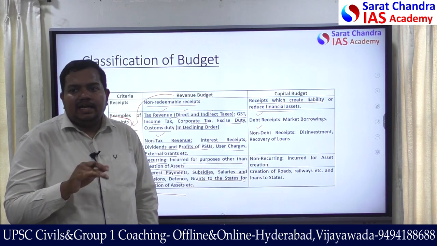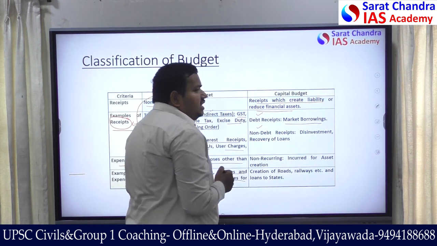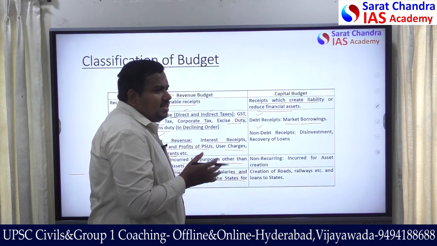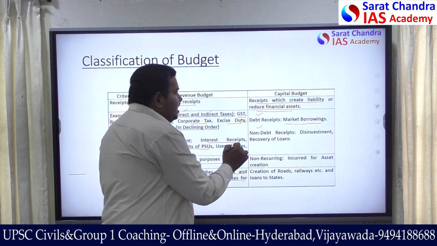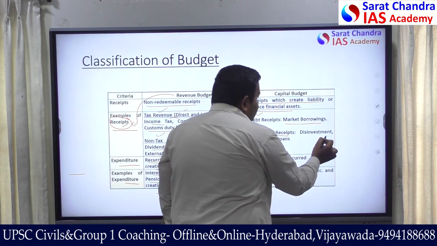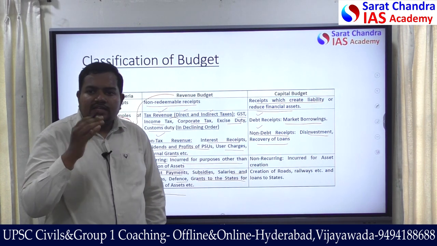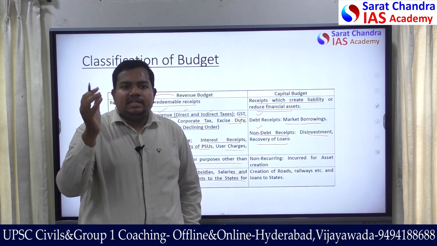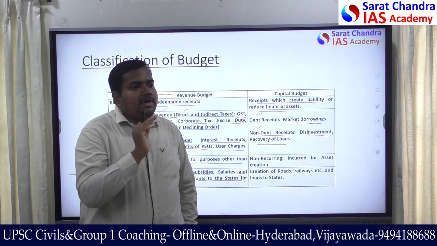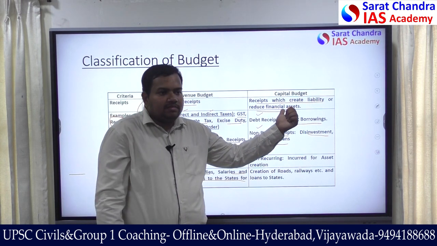That means which are creating debt for the government. So generally market borrowings will create debt for the government. They come under capital receipts. Similarly, non-debt capital receipts, what are those? Disinvestment, recovery of loans. Whatever disinvestment we are going to do with respect to PSUs, when we disinvest a company, we will get some money. So that money will come under capital receipts.